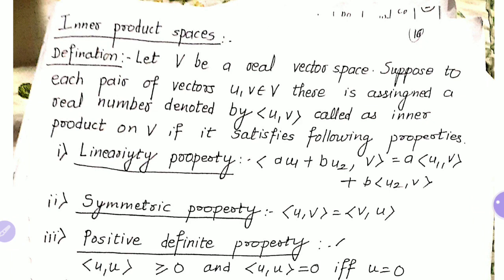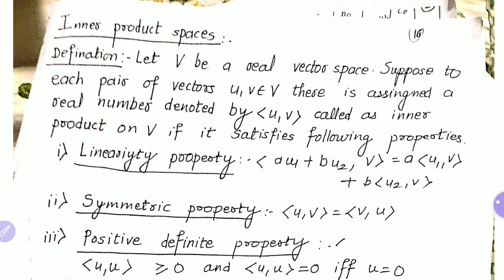First we'll discuss the definition of an inner product space, then the norm or length of a vector, which is the next content of unit number 3, and after that we'll have some examples based on these definitions. Okay, so the very first definition is the definition of an inner product.